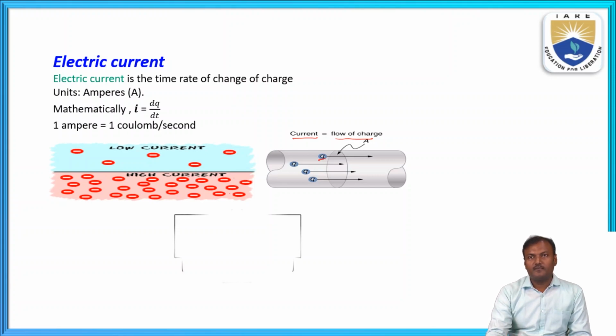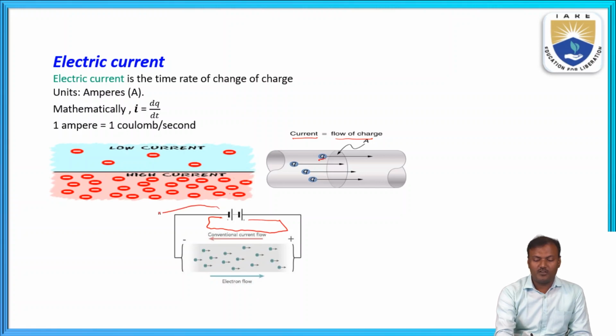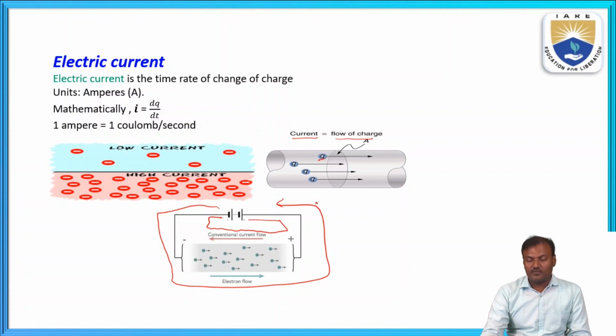So here a source is represented, and the charge of electrons is transferred from one point to another point. Conventional current flow is from the positive terminal to the negative terminal, and the actual direction of current flow is from the negative terminal to the positive terminal. So we are following the conventional direction of flow of current.